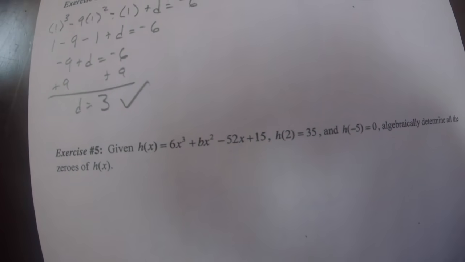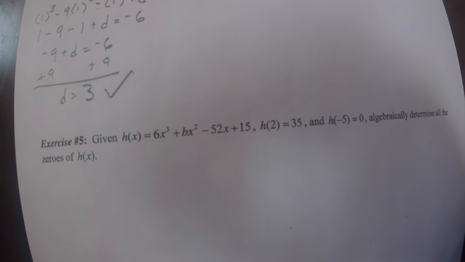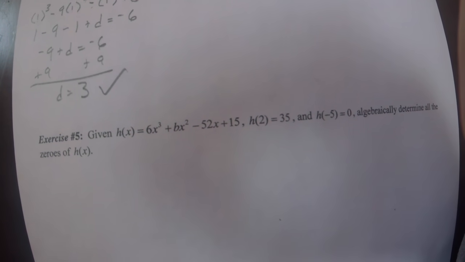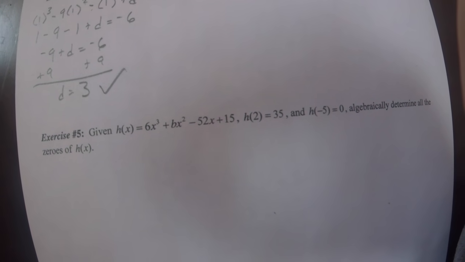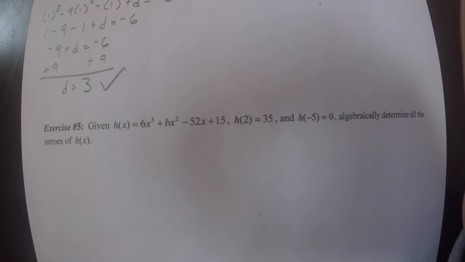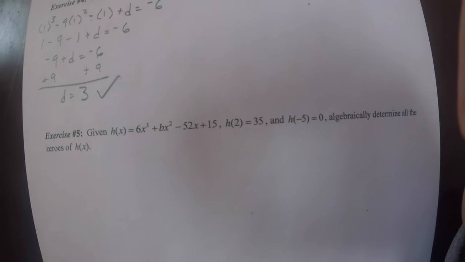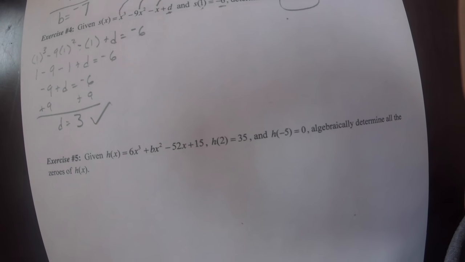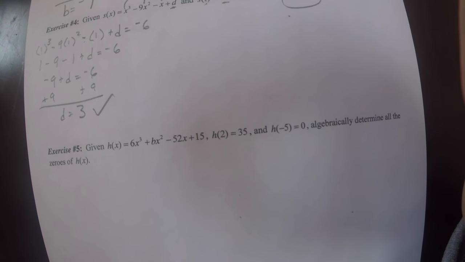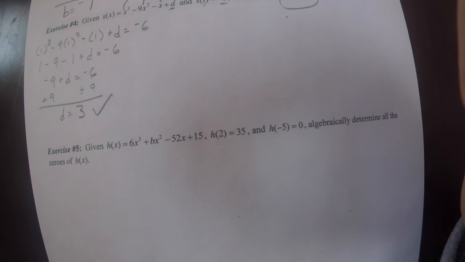Given, I have a function h of x, 6x to the third plus bx squared minus 52x plus 15. They're giving me that when I plug in 2, I get 35. When I plug in -5, I get 0. Algebraically determine all of the zeros for h of x.